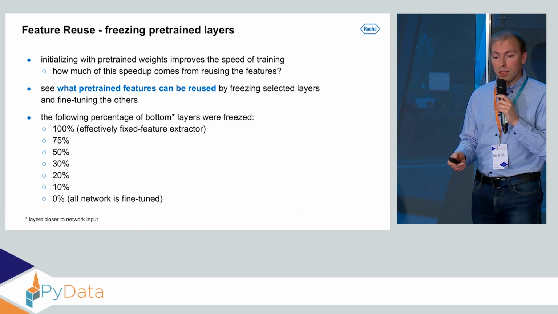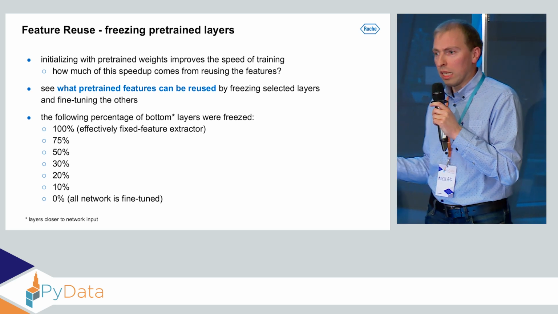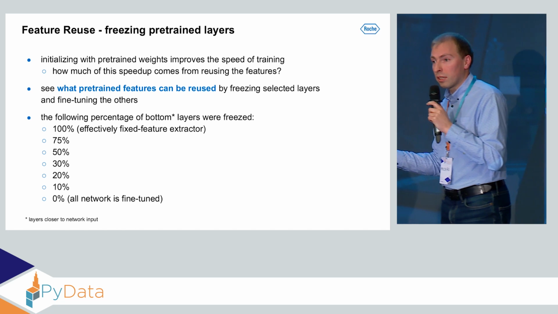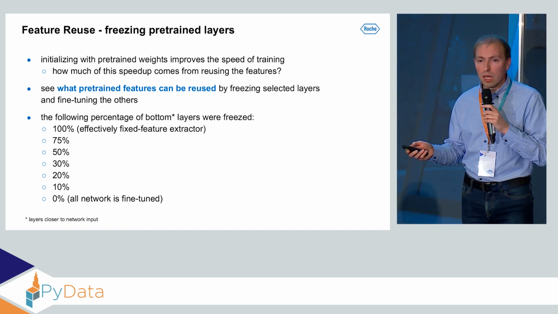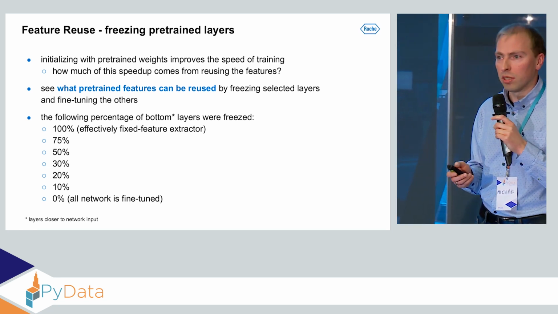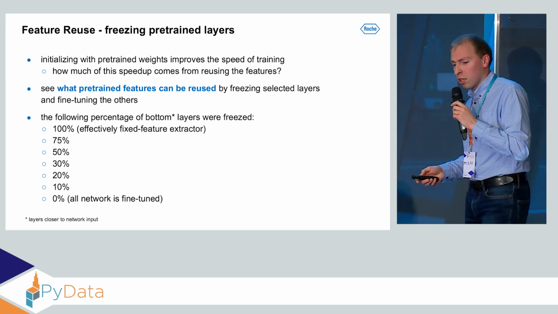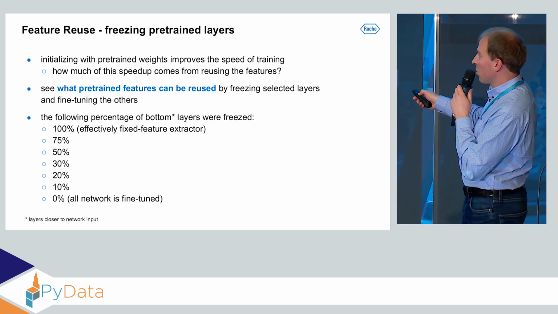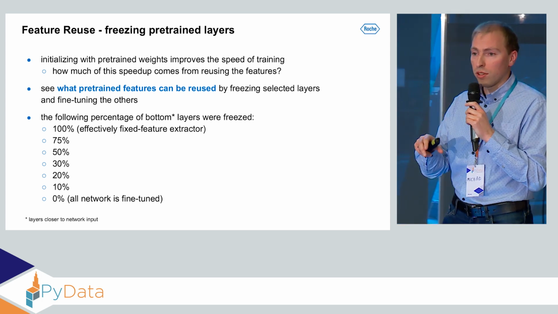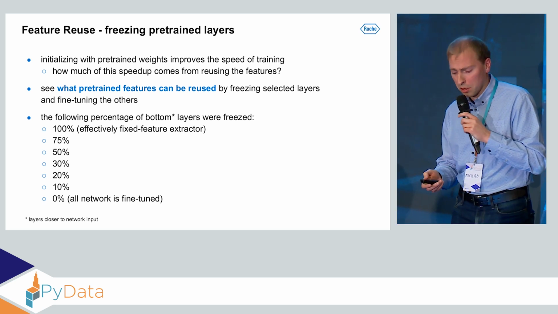Right, so we've learned that initializing a network with pre-trained nets can improve the performance of our training, even in healthcare settings. So now we were interested in how much of this improvement comes from the actual feature reuse. So we designed an experiment in which we freeze selected portions of the layers, just to see whether those fixed features can be directly reused and what the impact on model performance is.